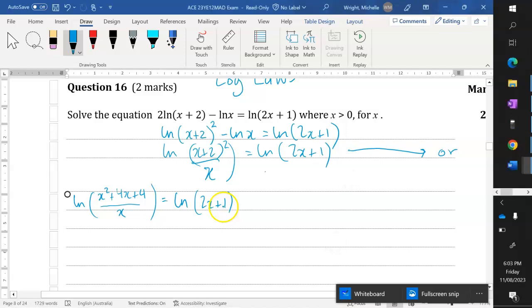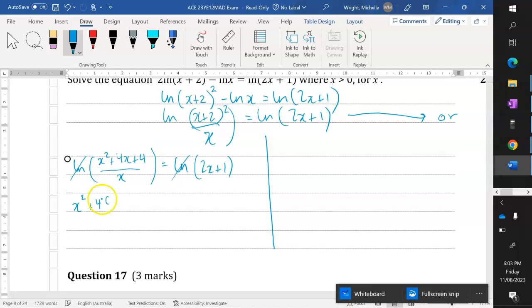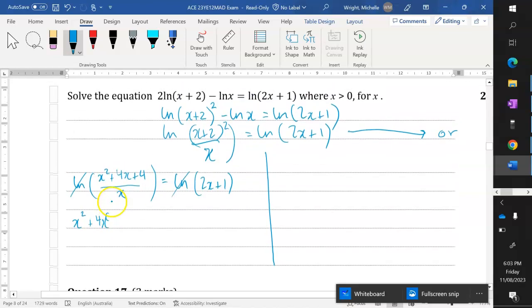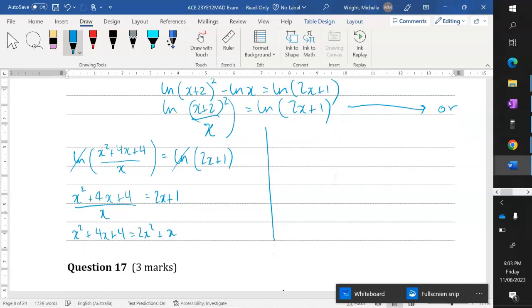Now, there's 2 ways you could have done this question then, an easy way or a hard way. You've got a log on both sides, and there's nothing out the front of the log. You can cancel the logs out. It's a rule that you can do, and I don't know how many of you actually have done that before. x squared plus 4x plus 4, over x is equal to 2x plus 1. If I cross multiply by my x, I end up with x squared plus 4x plus 4 is equal to 2x squared plus x.